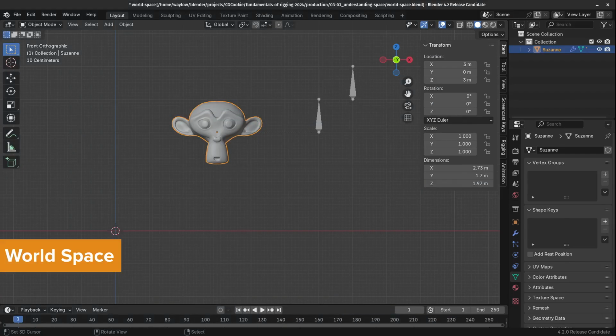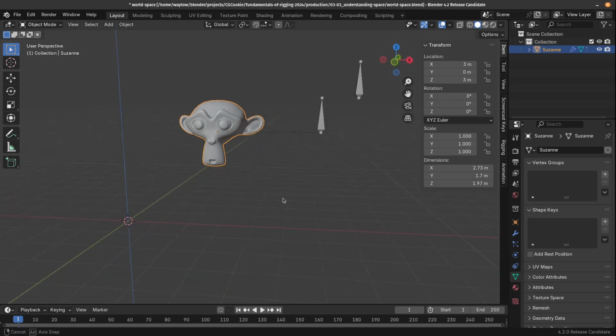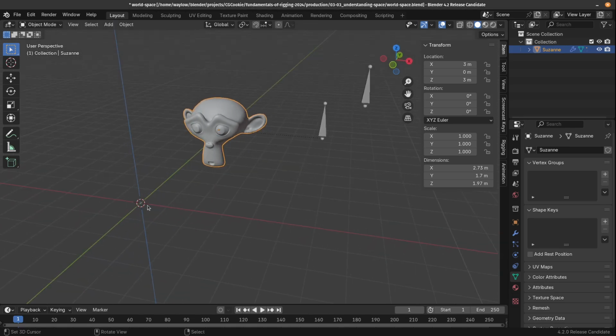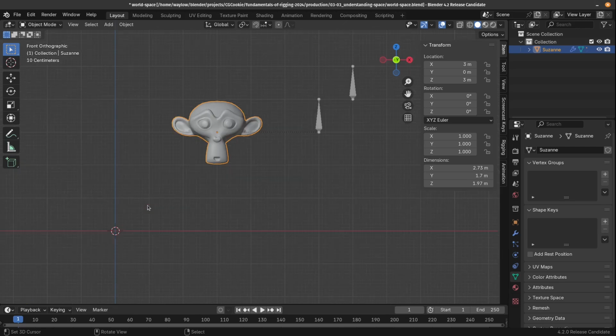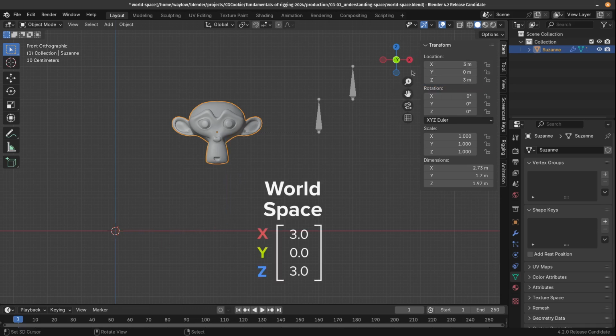World space, which is also called global space, is the coordinate system relative to the origin of the scene. Now, the origin of our scene is down here where all of our 3 axes meet. That's the X, the Y, and the Z. So the world space of our monkey here is 1, 2, 3 in the positive X, and then 1, 2, 3 in the positive Z. We can see that represented up here in the location of our monkey. It has a world space of 3, 0, 3.